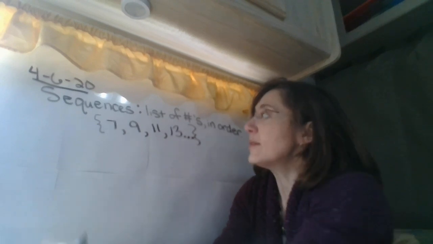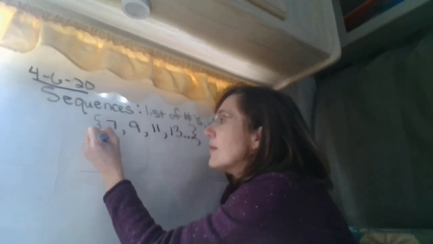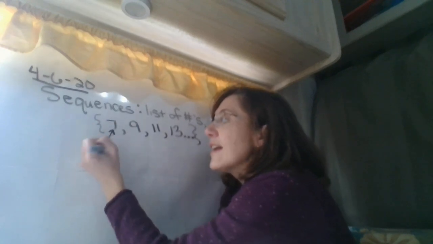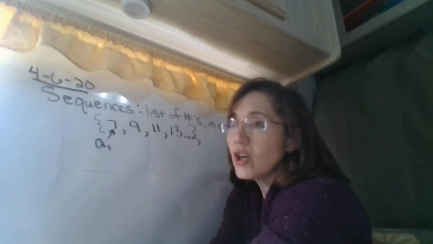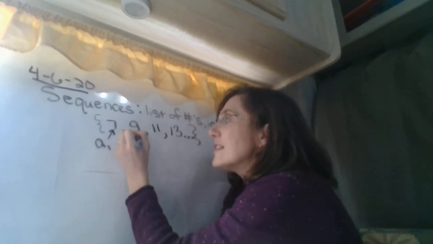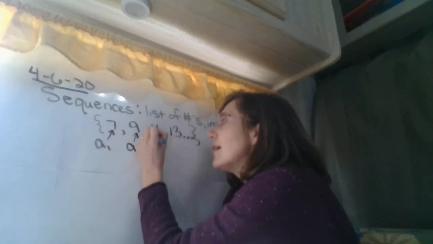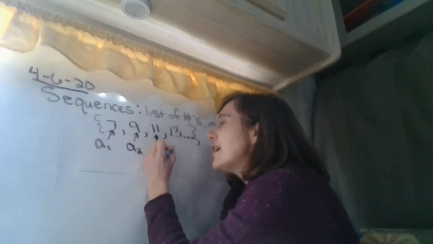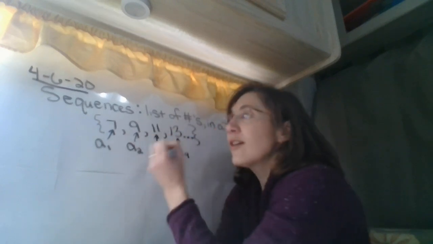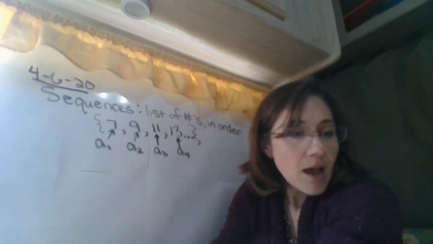So for some symbolism, the 7 is the first term in our sequence. So we generally refer to that as A sub 1. So it's my first term, so it's got a subscript of 1. The 9 is the second term, so that's A sub 2. A sub 3, A sub 4. So you can tell where you're at in the sequence by looking at the subscript number.